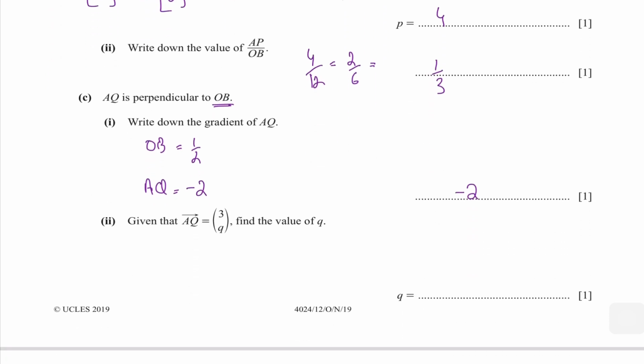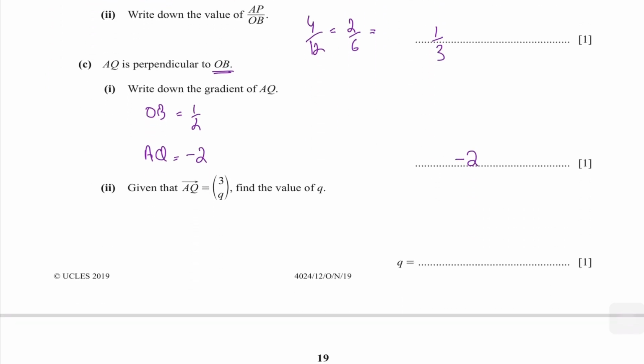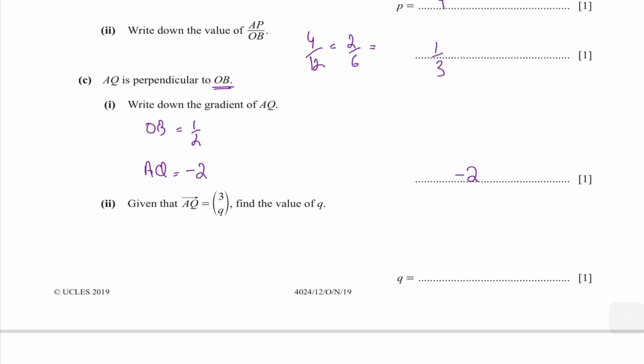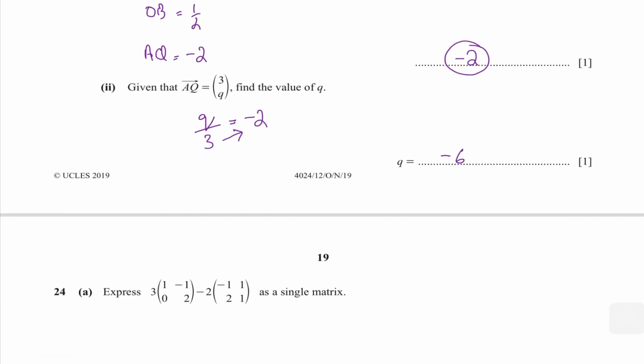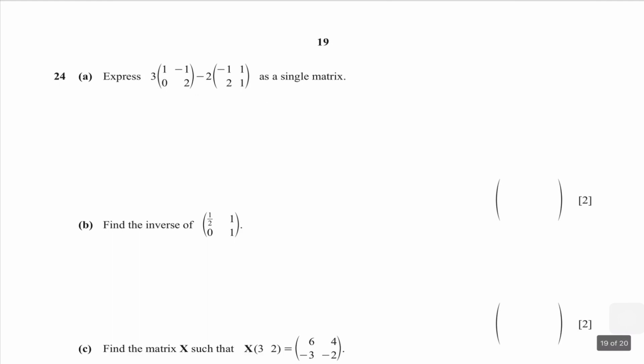Given that AQ is equal to 3Q, find the value of Q. Again, I'm going to have to use the gradient here. The gradient of AQ I just figured is minus 2. So that means Q upon 3 is equal to minus 2. If I cross multiply, I get the value of Q, and that's going to be minus 6. I hope this is clear. This was a relatively easy question. In fact, this entire paper so far has been surprisingly easy.